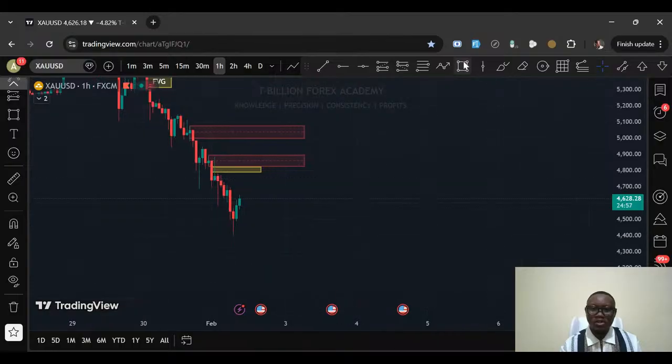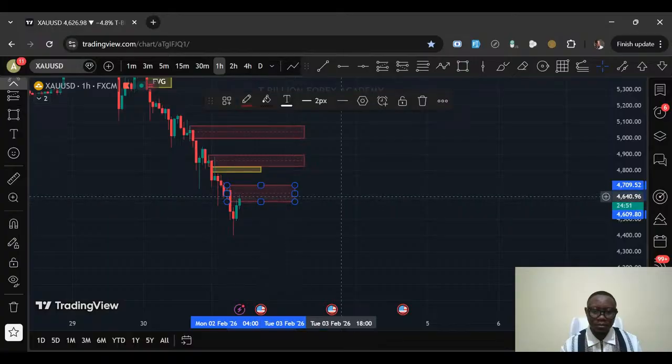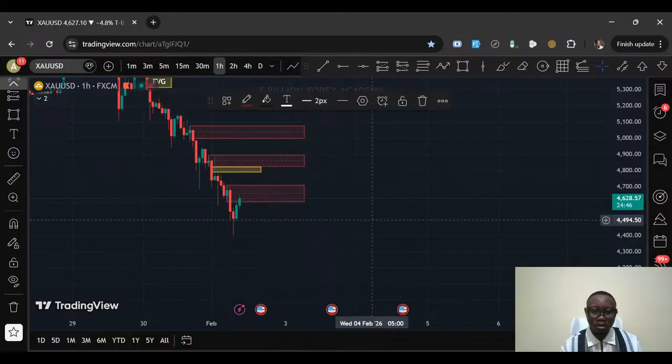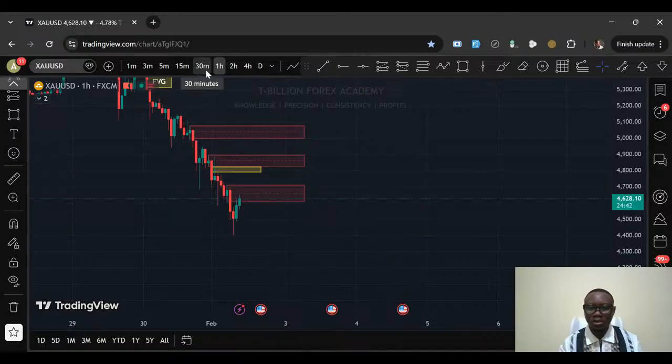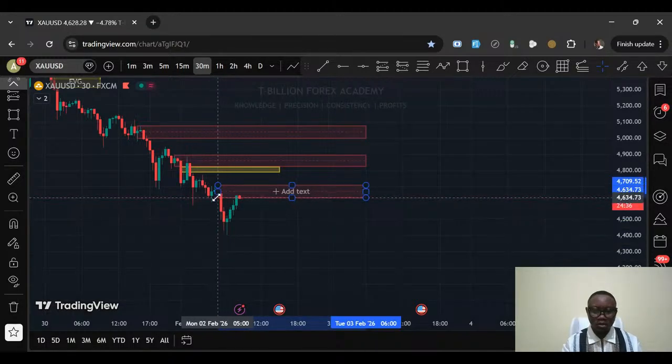All right, so we have a zone here which price is currently reacting on. Let's mark it out and see if we could take a trade on it. So let's drill down to the 30-minute time frame to further refine these zones. On the 30-minute, this is our order block zone.